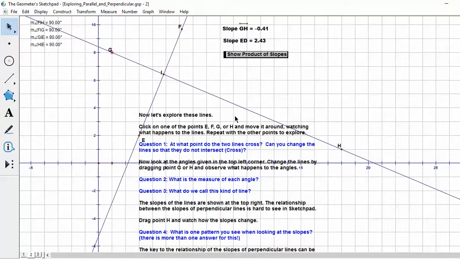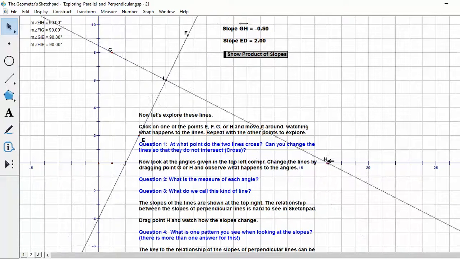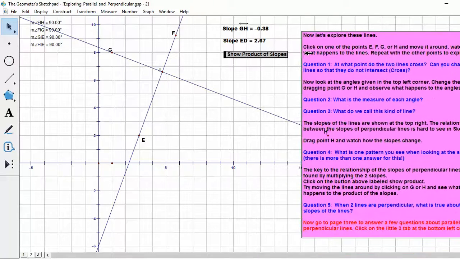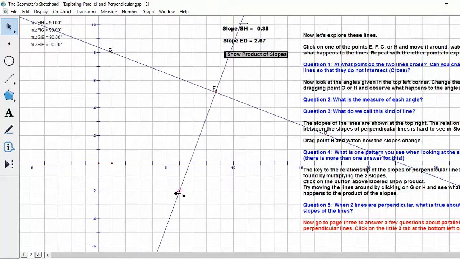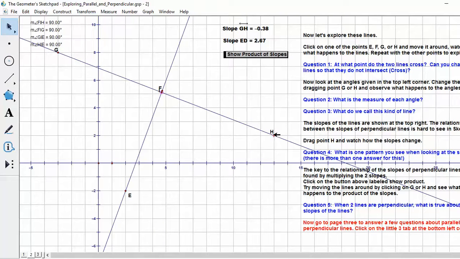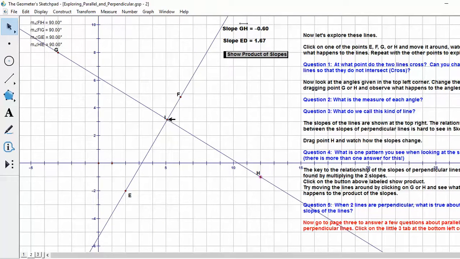It says click on one of the points E, F, G, or H and move it around, watching what happens. And then you're going to answer the questions. I'm going to move that over just a little bit so we can see what happens to E. Okay, I see. There's a point I at the intersection of the two lines. Now we're going to look at the slopes up here, and again, they're in decimal form, which is a little bit hard to interpret.